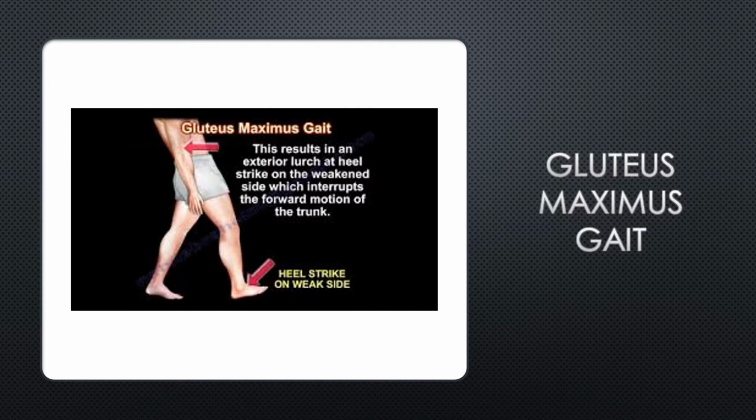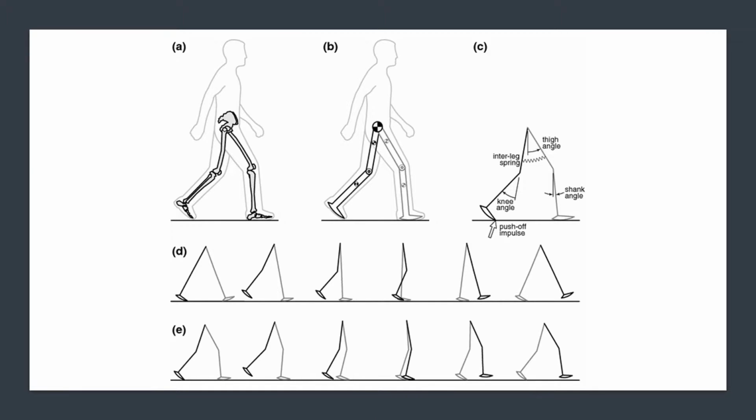So here we can see a maximized gait, where a patient has a weak heel strike on the weak side. If we use the device on both legs, then we can know whether the patient has some problem with either leg. But here we are using only one. Here you can see the inter-leg angle, thigh angle, knee angle and shin angle.